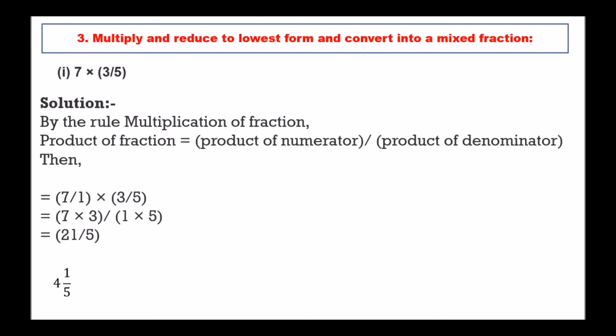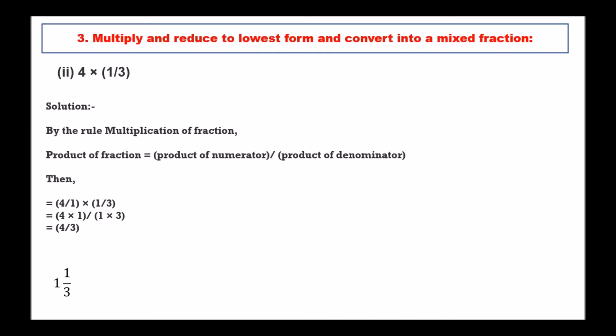Third question: multiply, reduce to the lowest form and convert into mixed fraction. So 7 into 3 by 5. By the rule of multiplication of fractions, the product of fractions equals the product of numerators divided by the product of denominators. Then 7 upon 1 into 3 upon 5, that is 7 into 3 divided by 1 into 5. So it is 21 upon 5. We will convert that into a mixed fraction, that is 4 and 1 by 5.